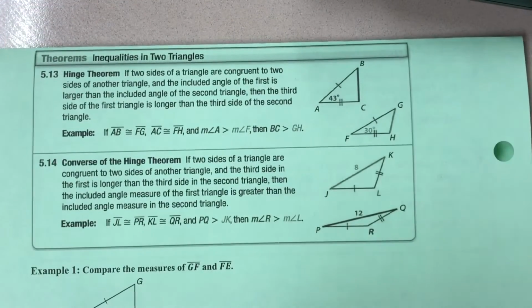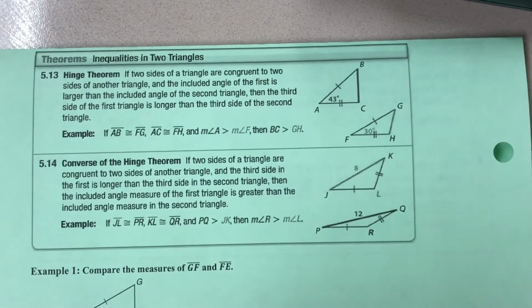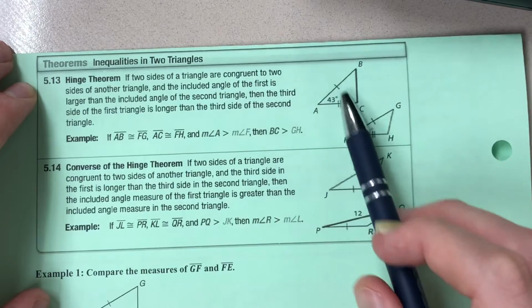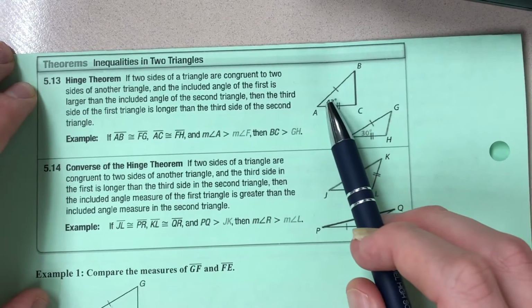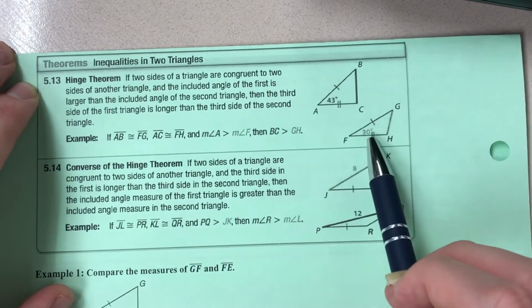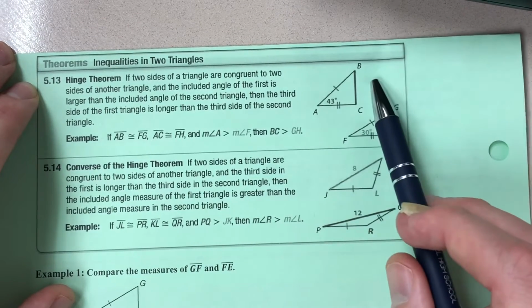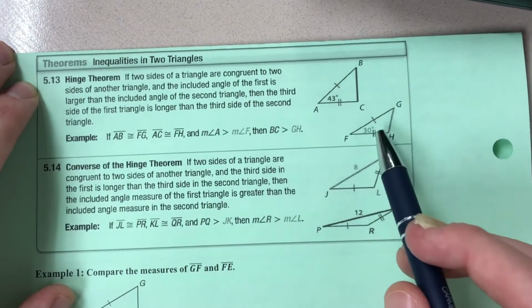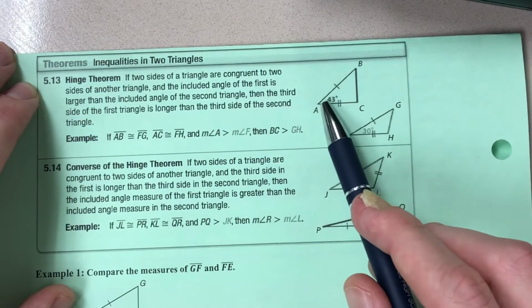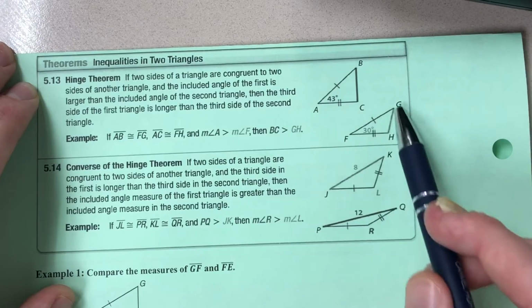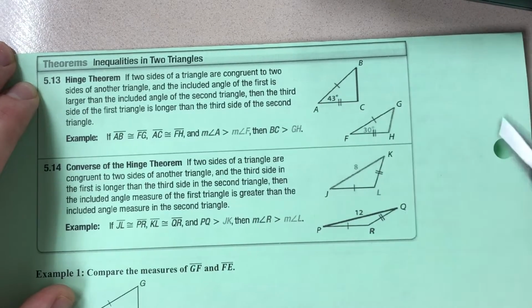Okay, so our hinge theorem here says, in a lot of words, basically if you have 2 sides that are congruent and the angle between them is different, the one with the bigger angle in between will have a bigger side opposite it, right? So in this one, A is 43, so BC is going to be bigger than GH because F is only 30 degrees.